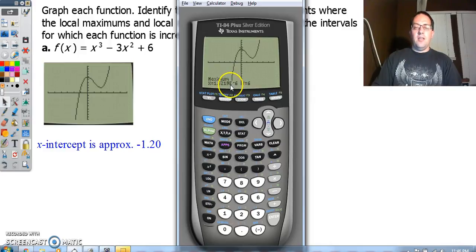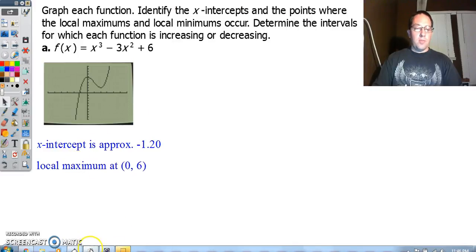That e is the calculator's form of scientific notation. So this is 10 to the negative 6. That's a decimal, 6 zeros, and then a 1. So this is effectively 0. So 0, 6. There's my maximum. All right, so we have a local maximum at 0, 6.